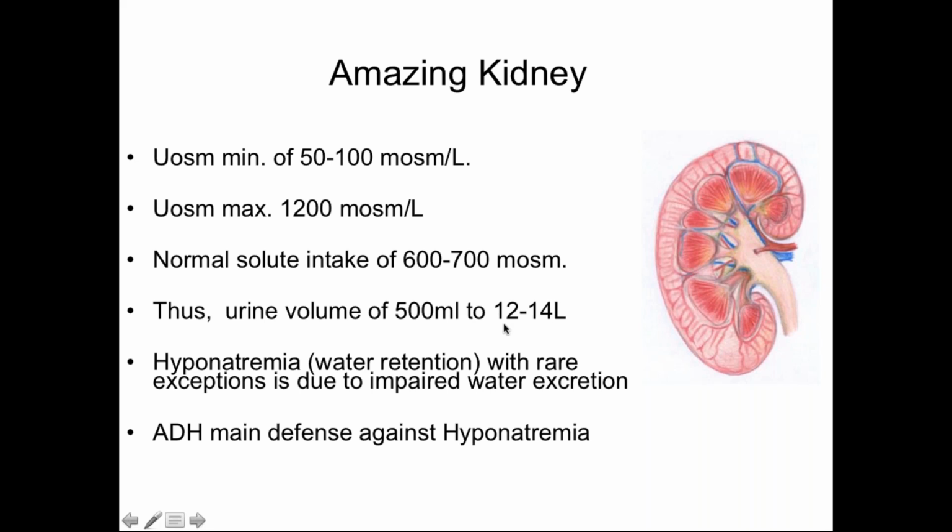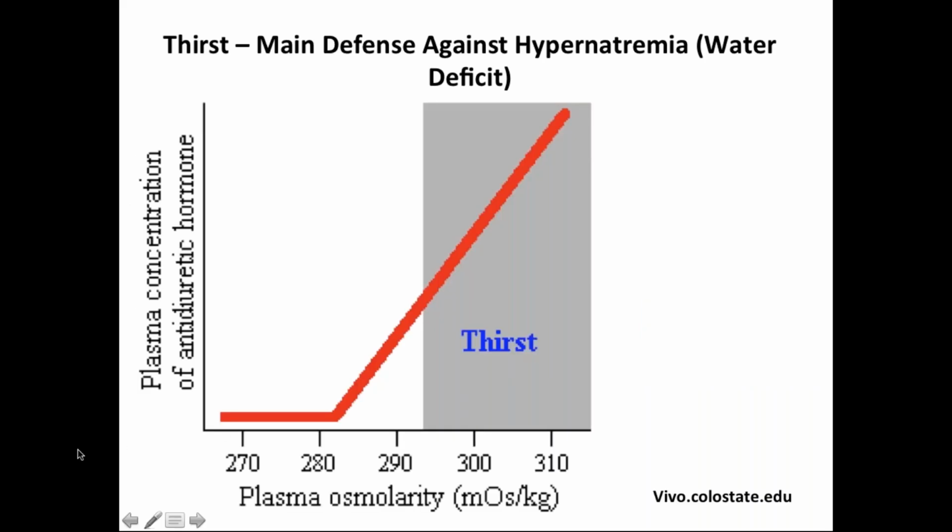So again, because the kidney has a capacity of 12 to 14 liters, what it means is that hyponatremia, which is due to water retention, should not occur unless there is impaired water excretion, with rare exceptions. And that ADH is the main defense against hyponatremia. In contrast, when we look at hypernatremia, thirst is the main defense against that.